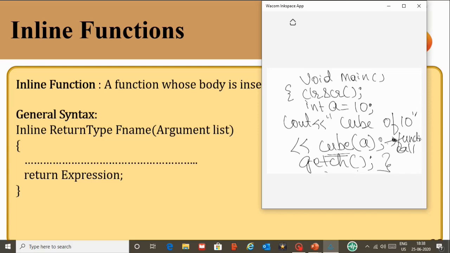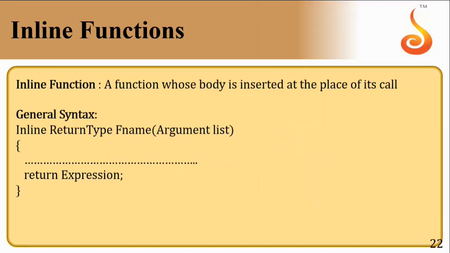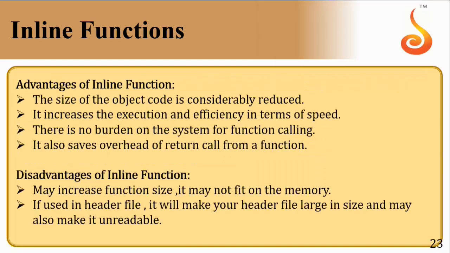Next is advantages and disadvantages of inline function. The advantage is that the object code is reduced because it's small, right? And it increases the execution speed and efficiency, because in the place of the function call I have the function body, so you need not link and load. There is no burden on the system for function calling, because when it calls you have to link it to the body, load it, run and put it back.